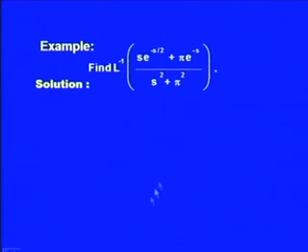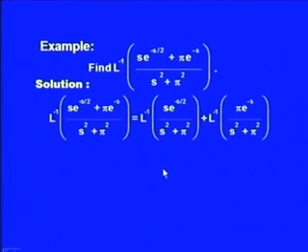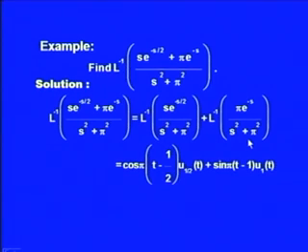Let us take another example based on the second shifting theorem. Here we have to find the inverse Laplace transform of s into e to the power minus s by 2 plus pi into e to the power minus s over s square plus pi square. We can express it as the sum of the inverse Laplace transforms of s into e to the power minus s by 2 over s square plus pi square, and pi into e to the power minus s over s square plus pi square.